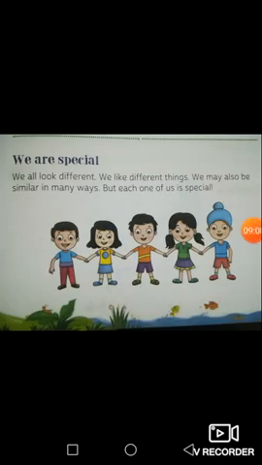And let us look at the passage below. We are special. We all look different. We like different things. We may also be similar in many ways, but each of one is special.